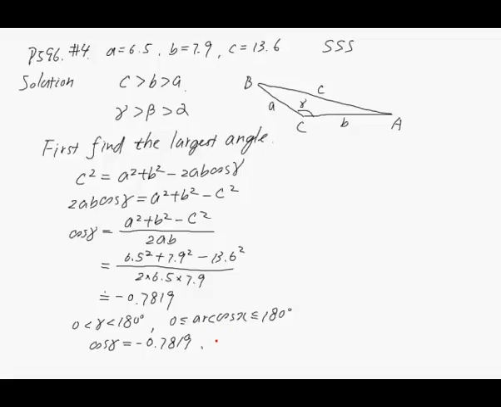So by using the arc cosine, you find this angle. And this is approximately equal to 141.4 degrees. And after you find this largest angle gamma, then we need to find the other two angles. So one is alpha here, right? Another one is beta here.